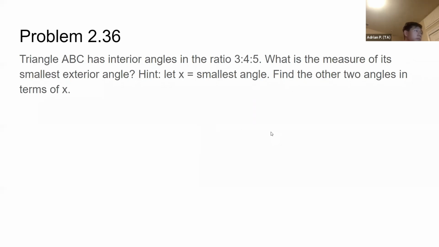All right. So if triangle ABC has interior angles in the ratio of 3, 4, and 5, what is the measure of its smallest exterior angle? You have maybe 2 to 3 minutes.